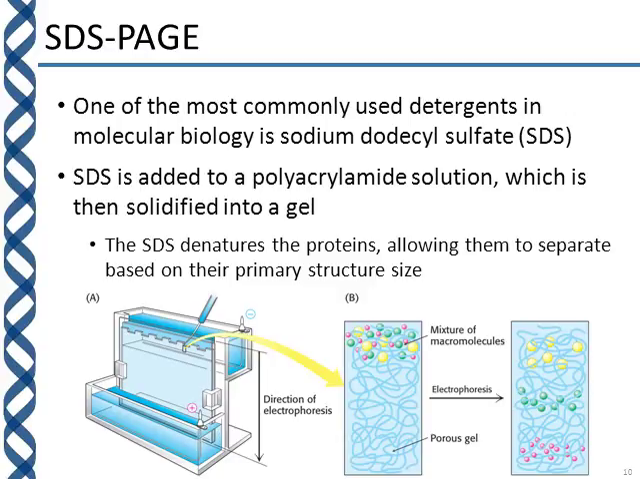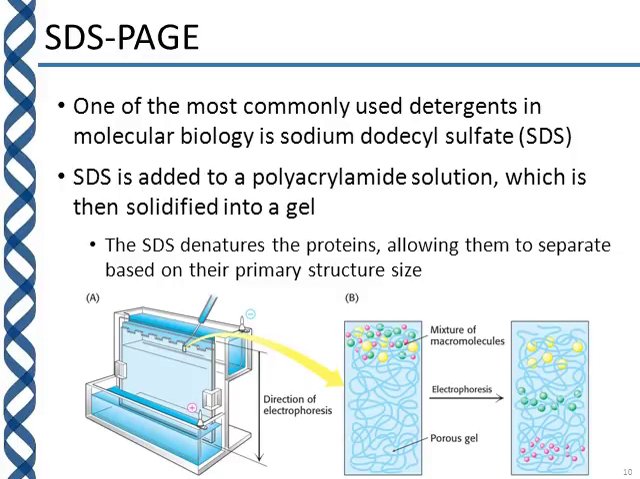So as you can see in B, you have a mixture of macromolecules, an electric field is applied, and the proteins move through the gel because of this electric charge. But because of the porous gel, it's separated based on its primary structure, which correlates to its size. So what you see are the smallest molecules move the furthest in the gel, so they're at the bottom of the gel. The medium-sized proteins are in the middle of the gel, and the large proteins remain more at the top of the gel.